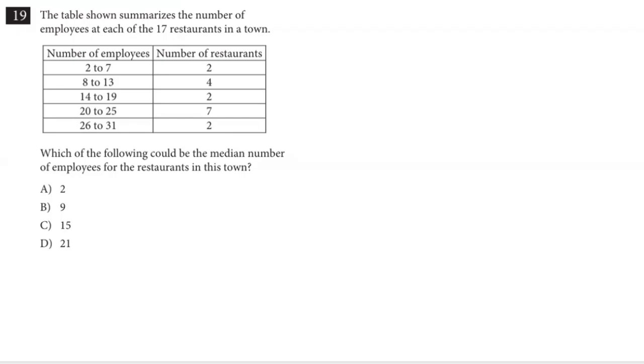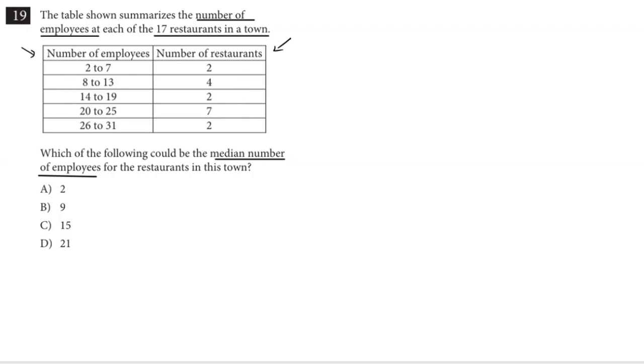Question 19. The table shown summarizes the number of employees. The data shows the number of employees at each of the 17 restaurants in a town. This is the data: the number of employees, the number of restaurants. Which of the following could be the median number of employees for the restaurants in this town? Notice this is not ungrouped data. It's grouped data where you're given some intervals and frequencies.